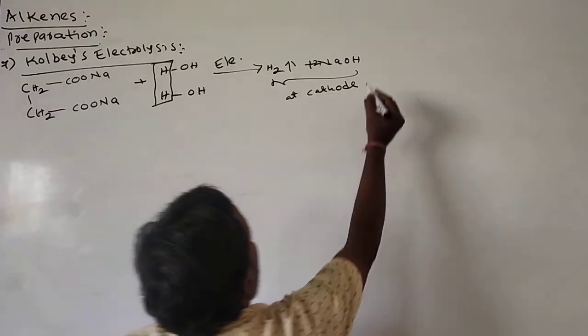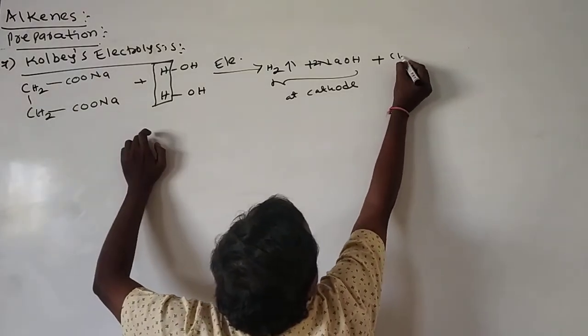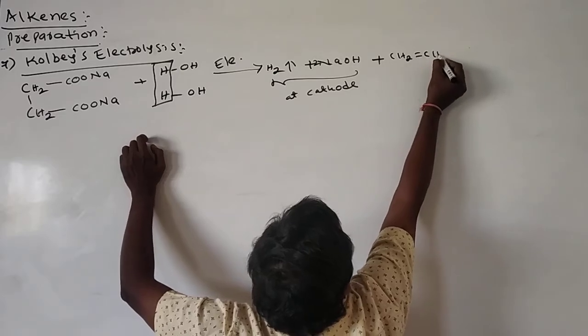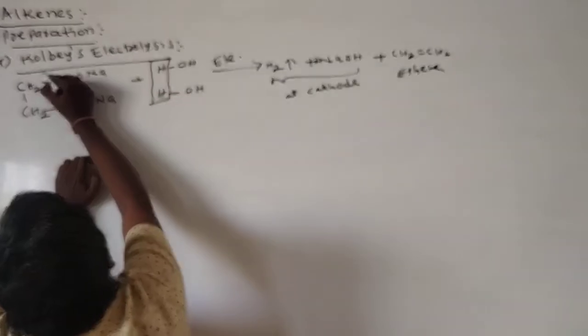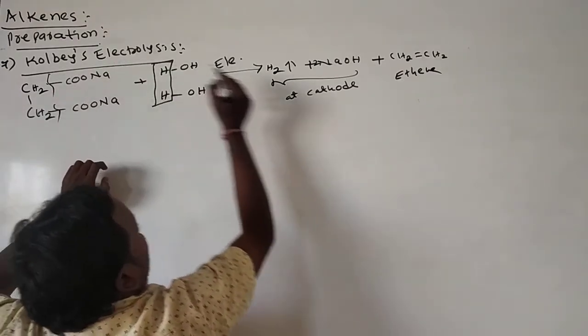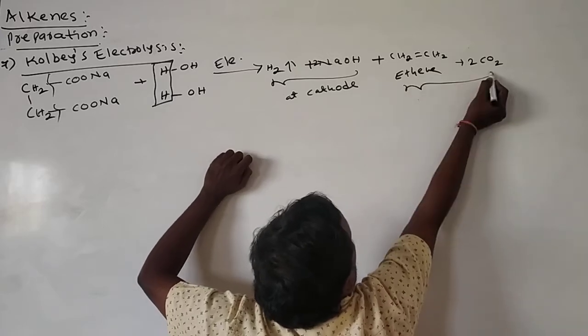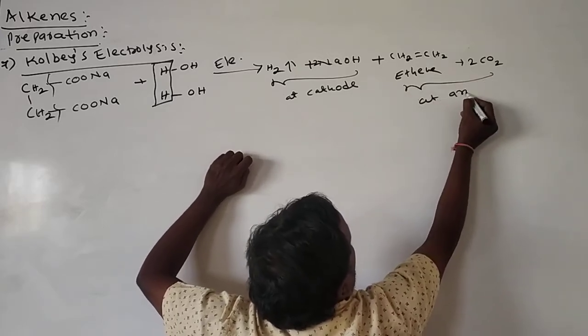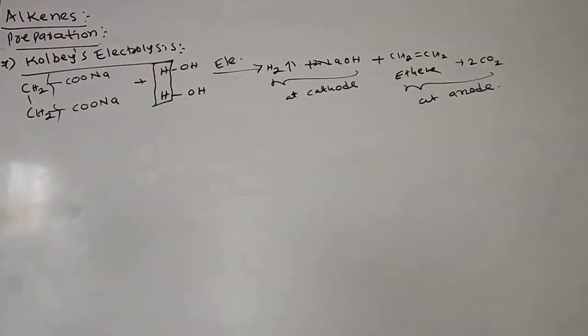Then CH2 forms CH2 double bond CH2, ethene. Here it will break, and 2 moles of carbon dioxide are formed. These two compounds are formed at the anode. Remember, hydrocarbon always forms at the anode only.